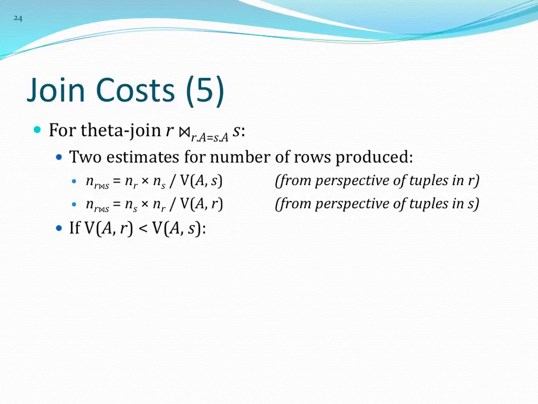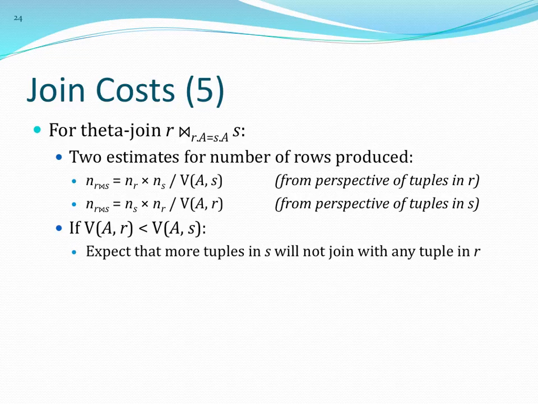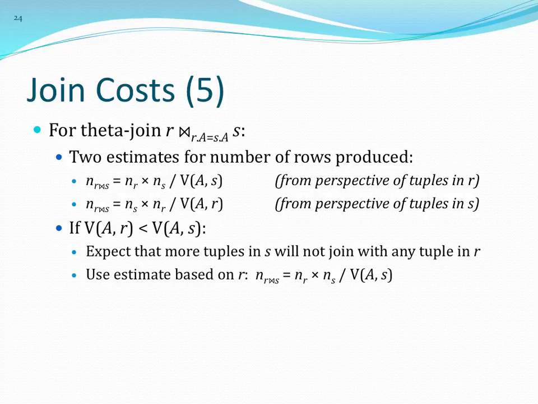R's got fewer distinct values, so it's a reasonable guess that R is going to constrain the output more than S will. It's a guess. Okay. And you could do the same guess if the number of distinct values in R is greater than the number of distinct values in S. So like I say here, we expect that more tuples in S will not join with any tuple in R. So we go ahead and use our estimate based on the perspective of tuples in R, which turns out to be the nicer one in this situation.